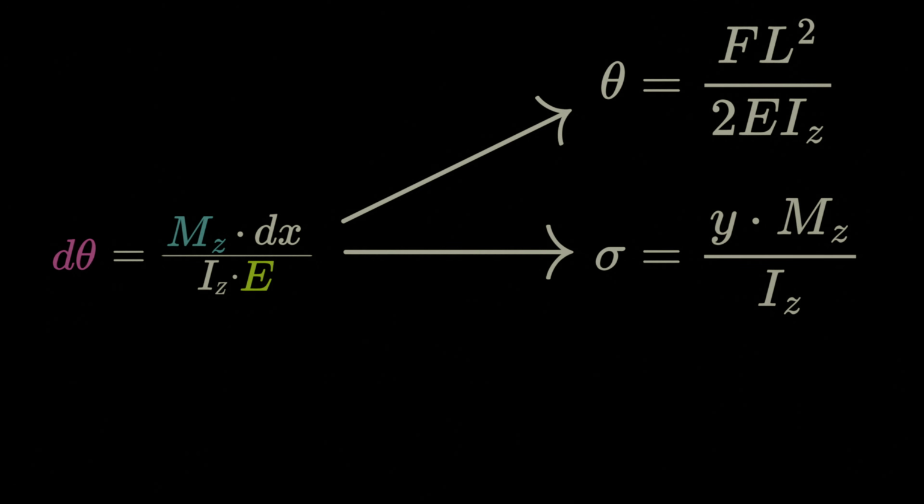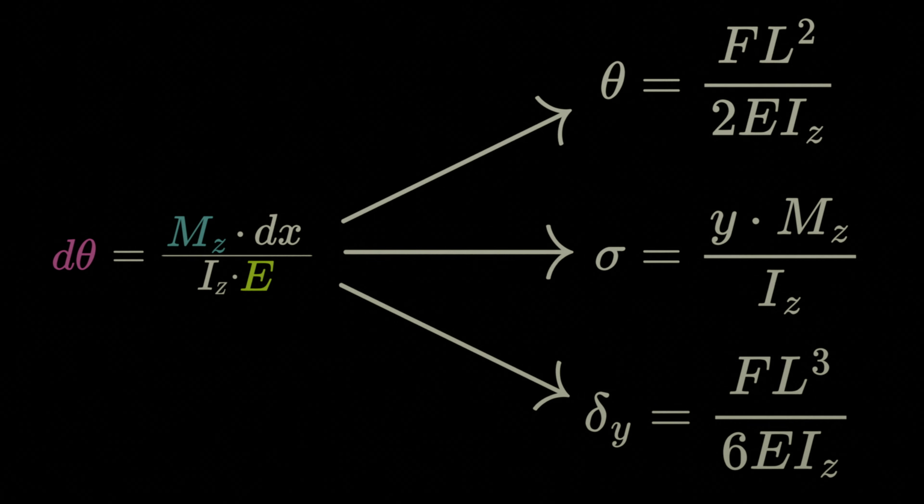We can also find the magnitude of normal stress induced by a moment in a beam, or the deflection in the y direction caused by this bending. In all of these, the second moment of area plays a key role. I'll leave these derivations as an exercise to the viewer.